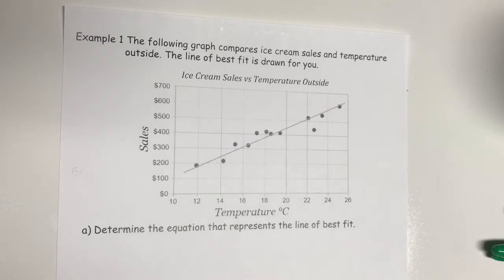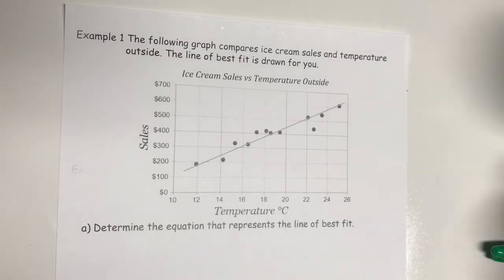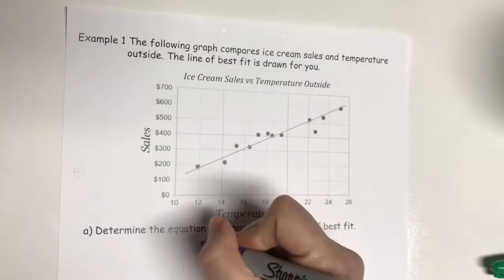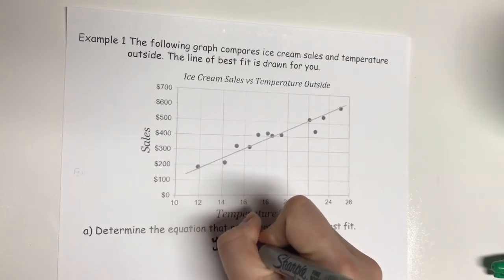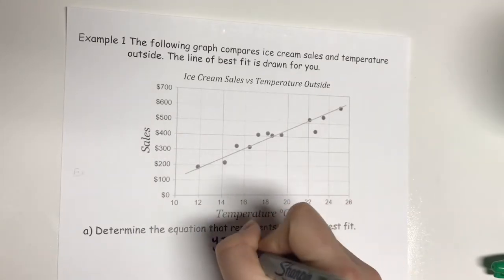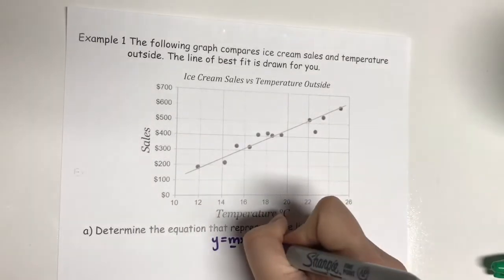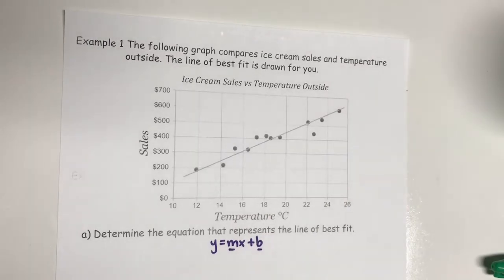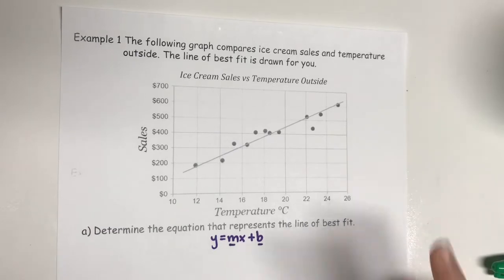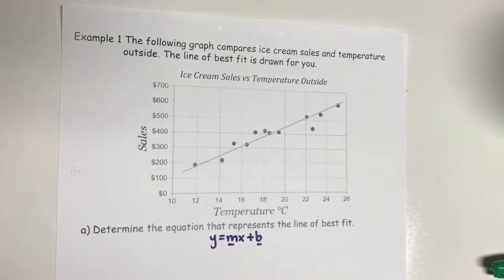So we are being asked to determine the equation that represents the line of best fit. In order to write an equation, I want it to be in the form y equals mx plus b, which means I need to find the slope and the y-intercept of the line. And in this case, I'm going to do that by finding 2 points that are on the line and using them to find the slope. And then I'm going to find the y-intercept after that.